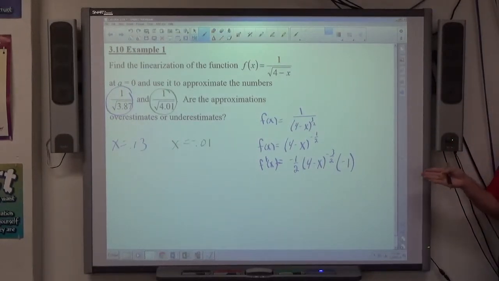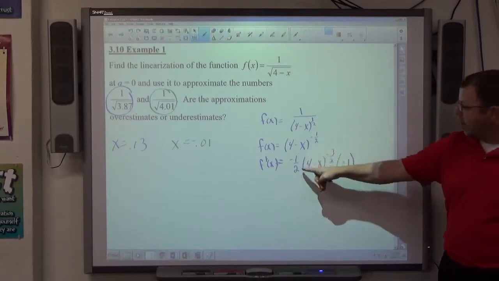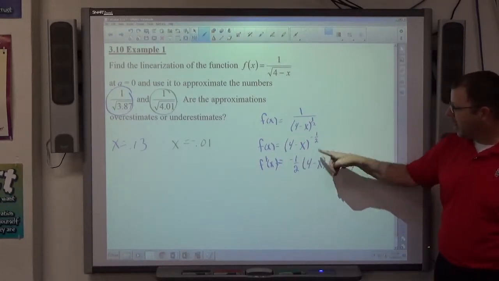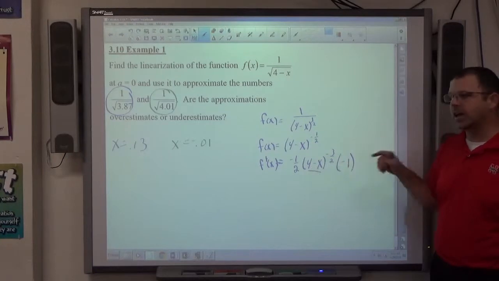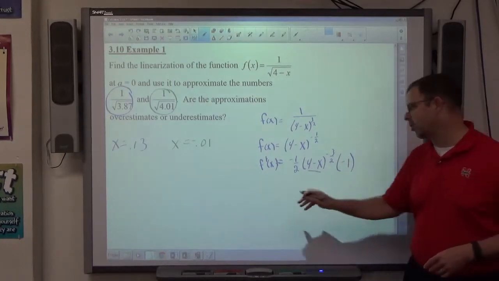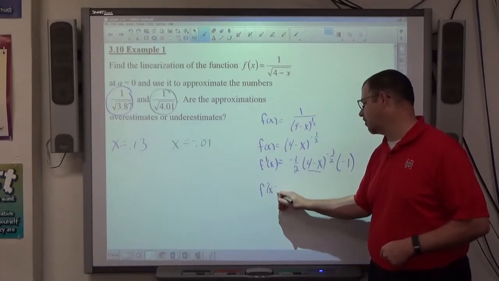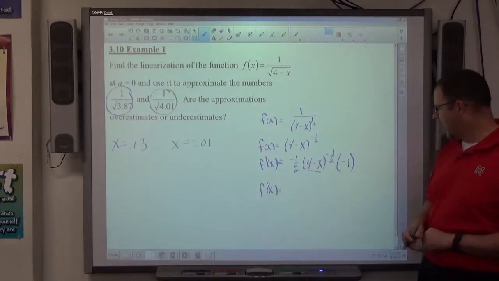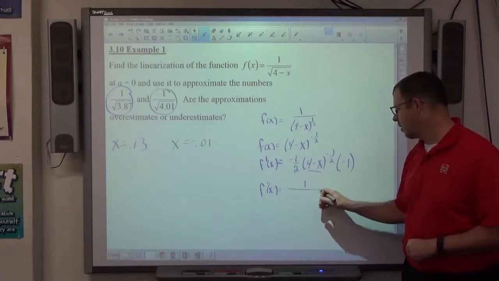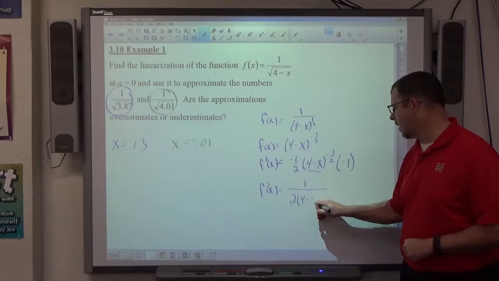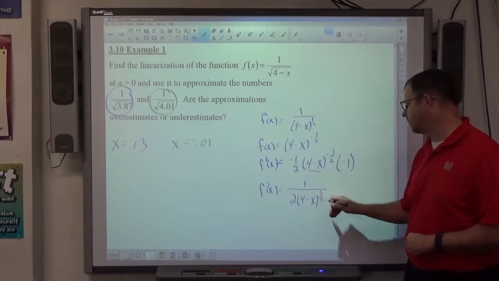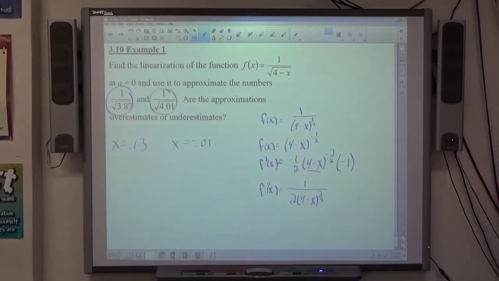Again, it's a power function to start off with, so I did the power rule. Power times base to 1 lesser power, and then the derivative of the argument is -1. If I simplify it all, make it as pretty as I possibly can, f prime of x equals +1 on top, and 2 times (4 minus x) to the 3/2 on the bottom. That's my first derivative. And that's all step 1 is.